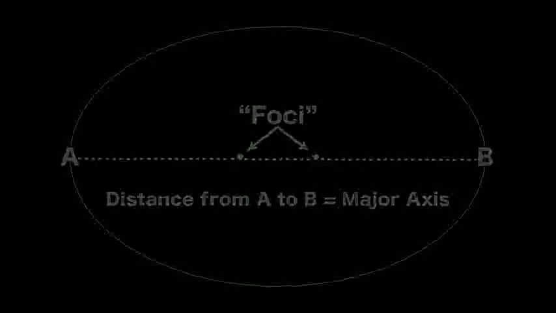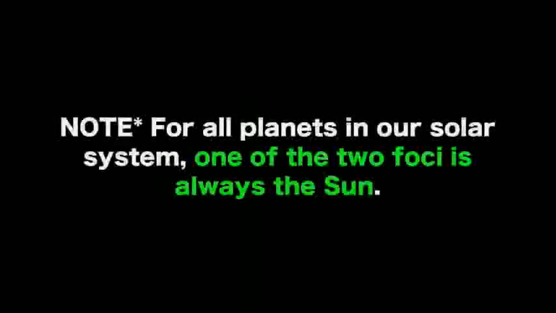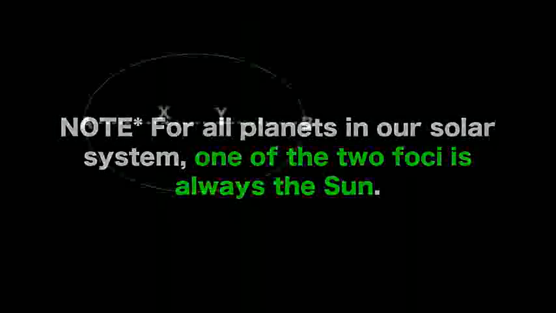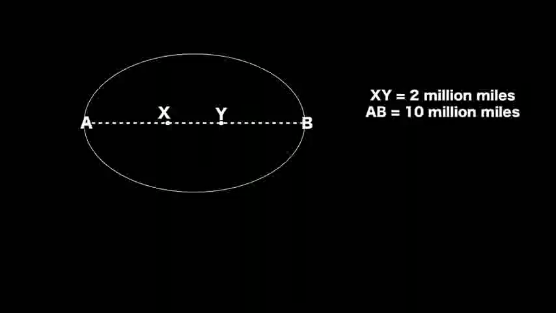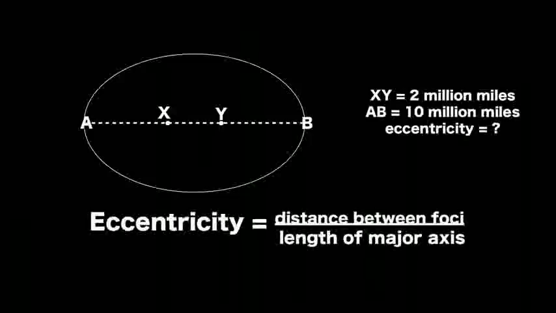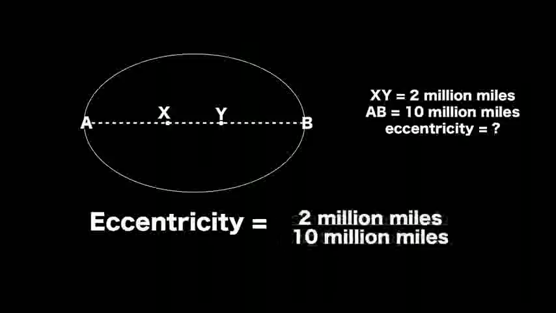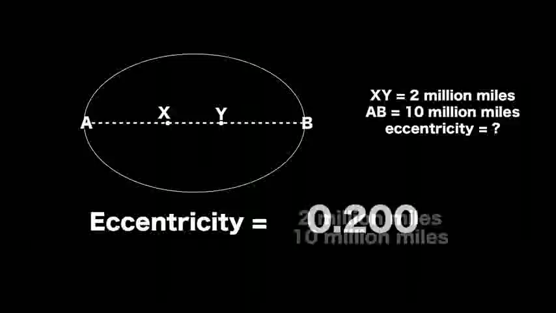So here's a quick example. Okay, and I had already stated that the sun's one of your focal points. So XY is 2 million miles. Distance between A and B is 10 million miles. So XY are your two focal points. That's your distance between the foci, divided by the length of the major axis. Major axis is A to B. So your 2 million miles divided by 10 million miles will turn out to be an eccentricity of 0.200. Notice go to 3 decimal places after the decimal point, the thousandths place, and there's no units.